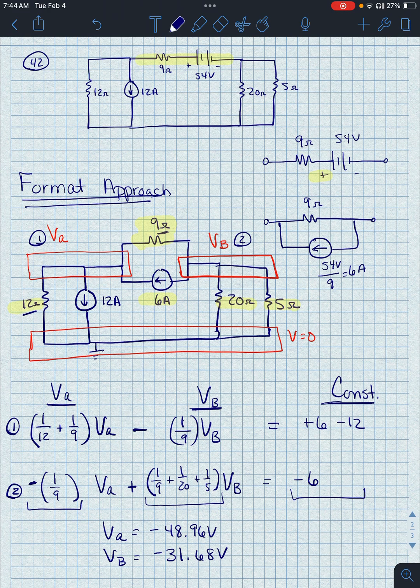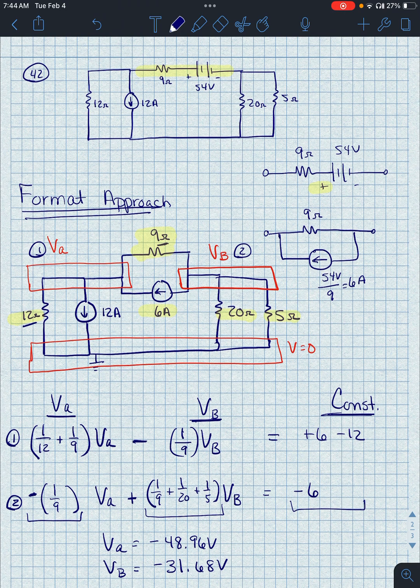So notice what that's going to mean, and I'm going to go ahead and show you up here in the original circuit. So if you have a voltage at A of negative 48.96 volts up here, and you have a voltage at VB of negative 31.68 here, what that tells you is the voltage at B is higher than the voltage at A, so you are going to see this current up here going this way. The current coming from the V equals 0 node or the ground node will actually be going up this way because, again, you're going from 0 to a negative almost 50 volts.